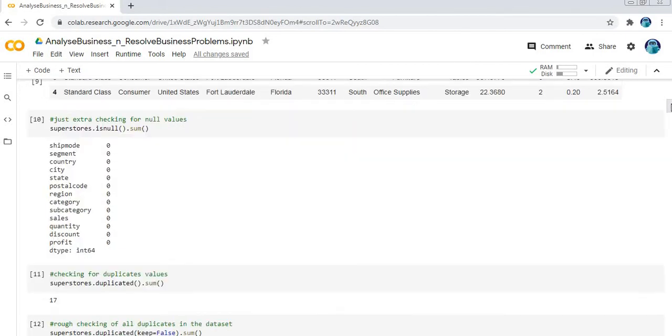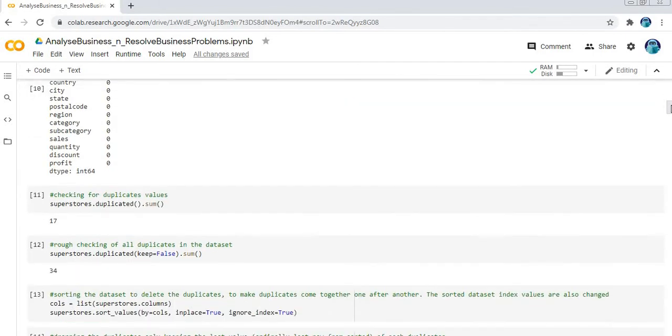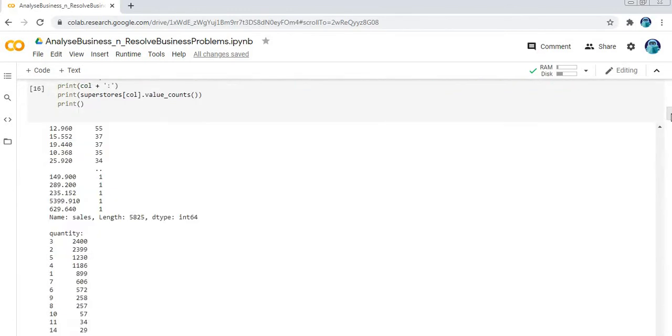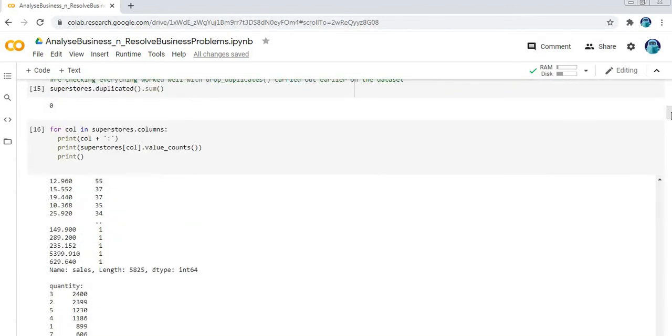There are no null values, and of course there are some duplicate values, and we are coding to remove those duplicate values. This is the overview of all the unique values in each column, along with the number of times each unique value exists in each column. So this is the value count that we are seeing for each column.